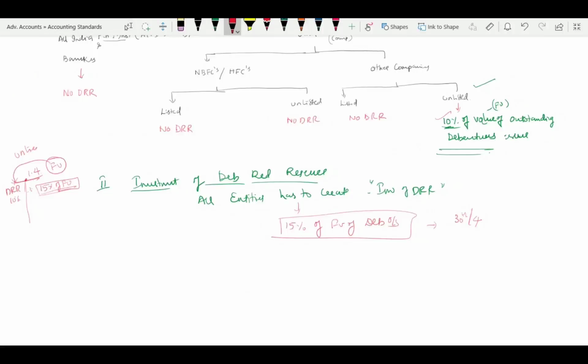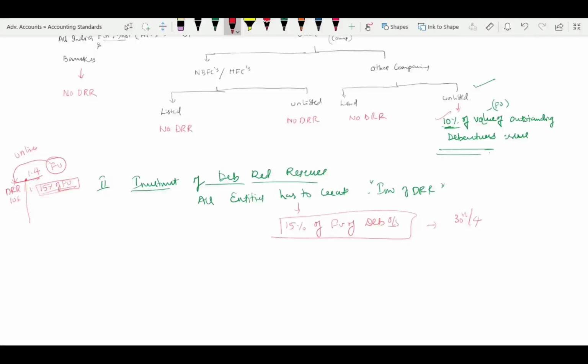Corresponding investment you are supposed to create. So don't ask, sir, why 10% here and 15% there. Please don't ask such questions. These are rules. This is what company law said. It is not my words. Except for this chapter, for other things I would have given the logic. But here there is no logic. It is completely and purely based on law.